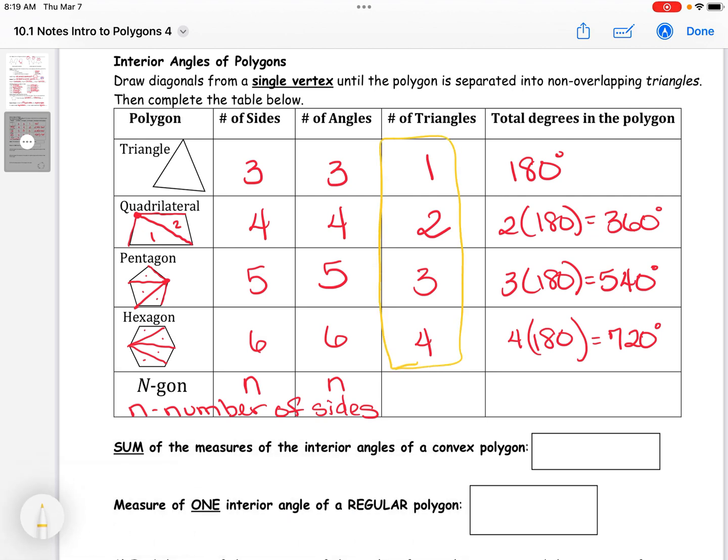So if you look at this and think about how we ended up with the number of triangles, hopefully you notice that it's 2 less every time. So if I wanted to know how many triangles there were in my 30-gon, it'd have 30 sides, 30 angles, and 30 minus 2, 28 triangles. And so I would multiply n minus 2 times 180. So if we're looking to add all the angles in a polygon, we would use the formula.